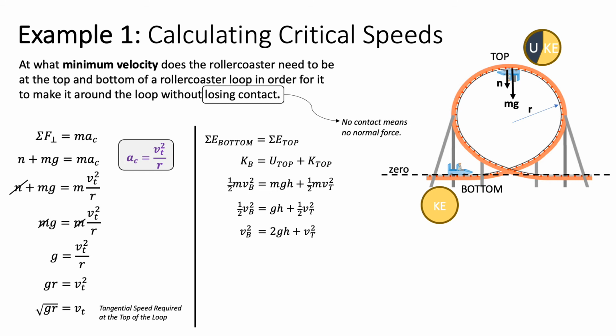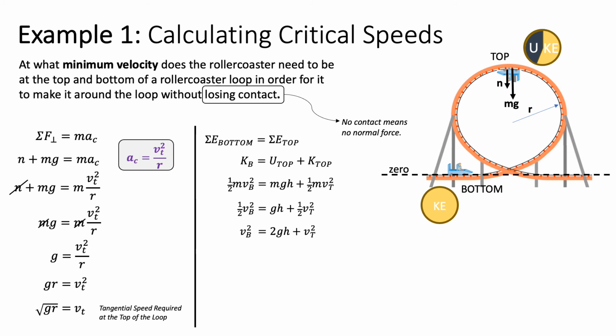I'm going to multiply 2 on both sides. And I'm solving for VB. Well, there's a couple things I need to change here. First of all, I'm trying to figure out how fast I need to be at the bottom in order to get to the top at the correct speed. So I'm going to plug in that number at the top.